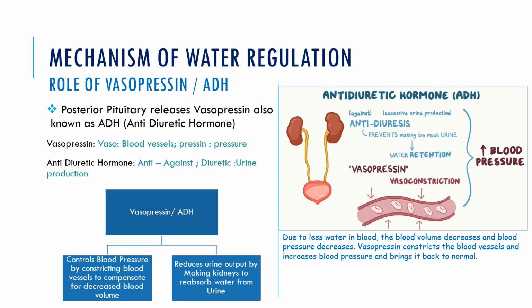The other function it has is it reduces the urine output. It makes the kidneys reabsorb more water during urine formation. So hence it is also known as anti-diuretic hormone. Anti means against, diuretic means urine production. So it is against the urine production.